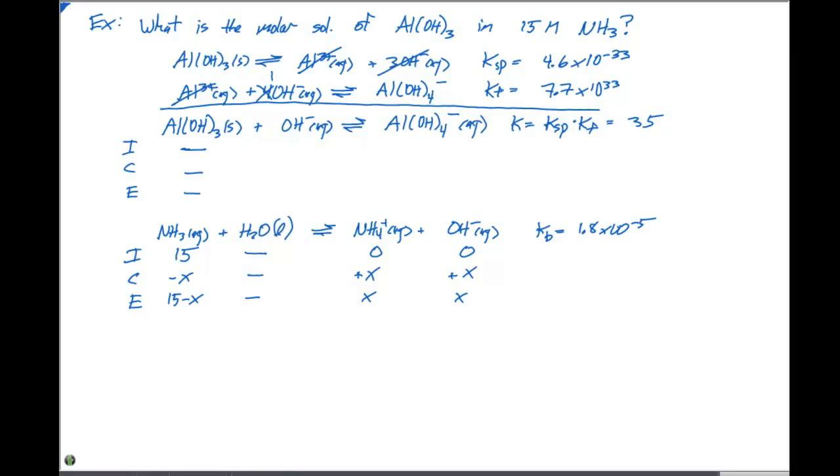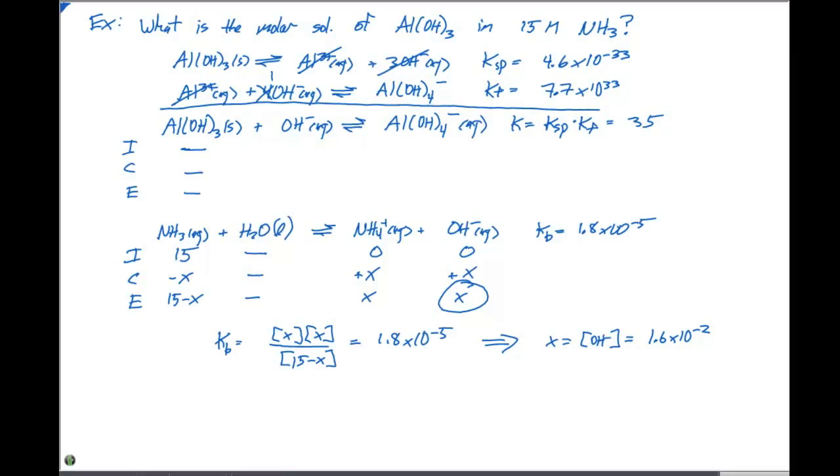Our Kb expression is going to be equal to the concentration of x times the concentration of x divided by 15 minus x, and that's going to equal 1.8 times 10 to the minus 5. If we go through and do the algebra, x is going to equal, if you notice from our ICE table, x is really what we want, which is the hydroxide ion concentration at equilibrium. So x equals our OH minus concentration, which is going to equal 1.6 times 10 to the minus 2.